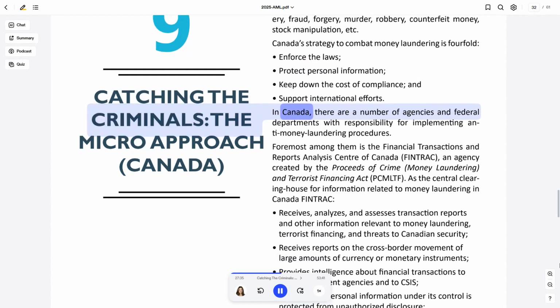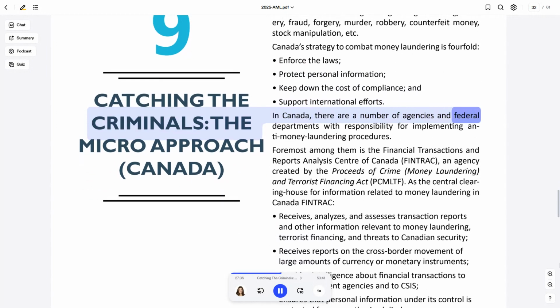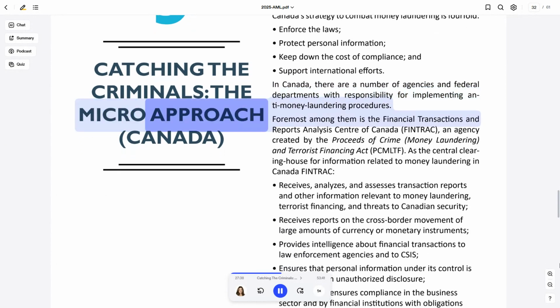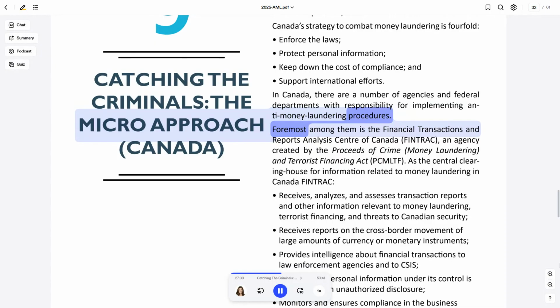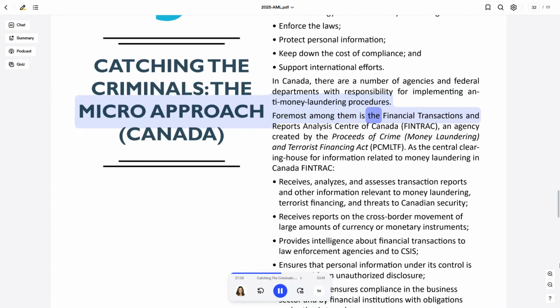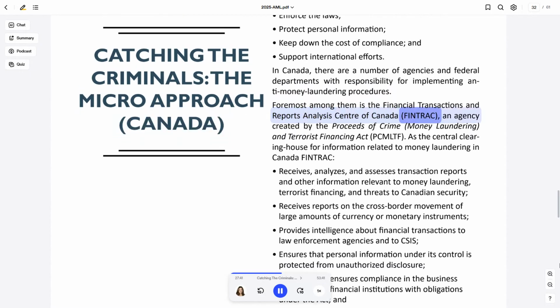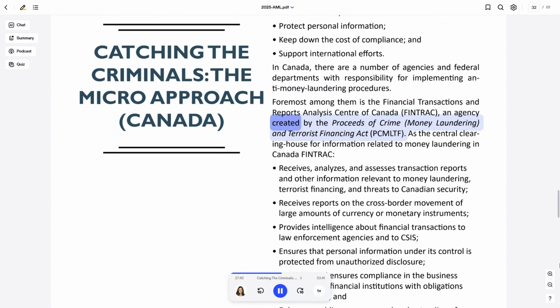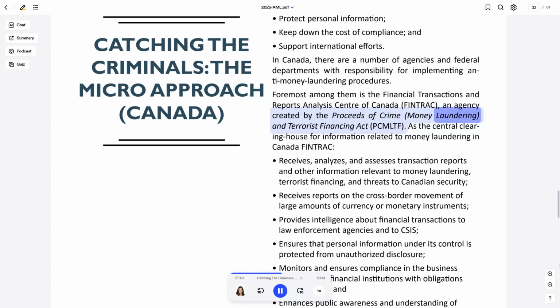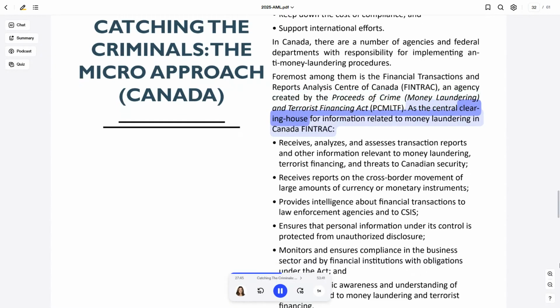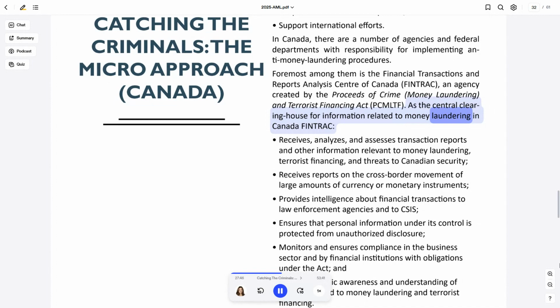Catching the Criminals, the Micro Approach. In Canada there are a number of agencies and federal departments with responsibility for implementing a micro approach to money laundering procedures. Foremost among them is the Financial Transactions and Reports Analysis Centre of Canada, FINTRAC, an agency created by the Proceeds of Crime (Money Laundering) and Terrorist Financing Act, PCMLTF, as the central clearinghouse for information related to money laundering in Canada.